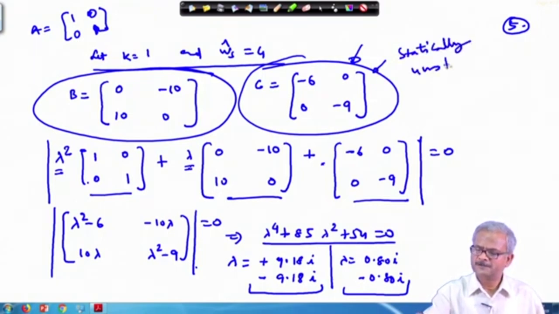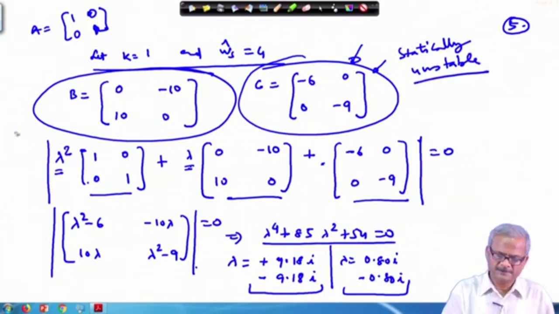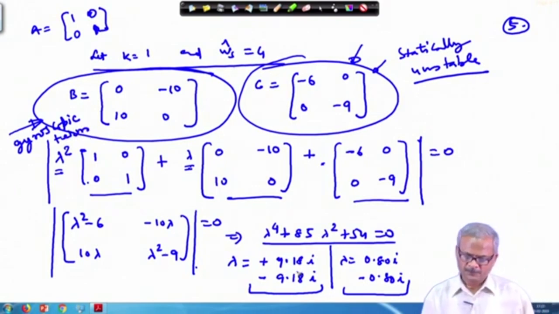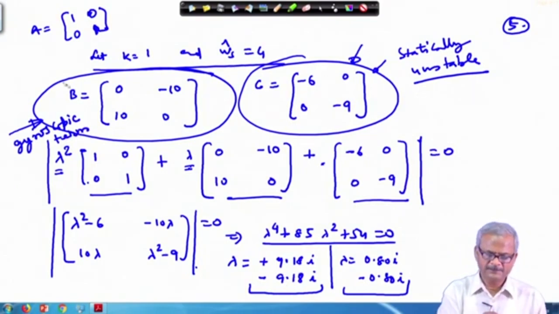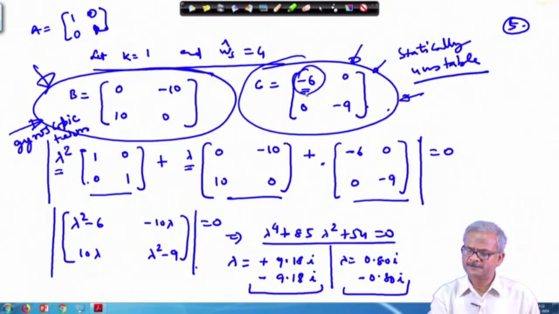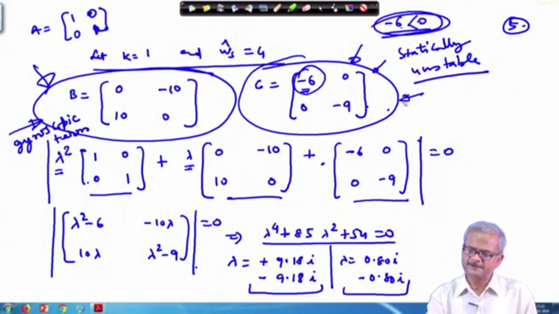Statically unstable. Okay. But because of this term, this B term, which is the gyroscopic term, okay, your eigenvalues... Suppose the B term was not present. In that case we will have only the C term, and with the C term, because it is not positive definite, you can see that this is negative definite, because this part, the first term, minus 6, is negative, okay. Therefore, this is not positive definite, and therefore, with only the C term your system cannot be stable.